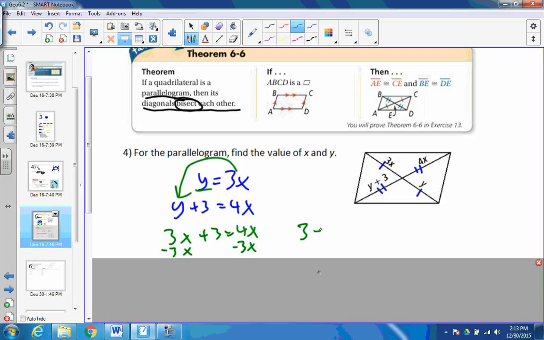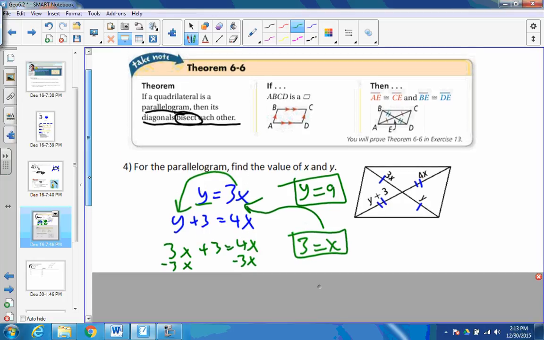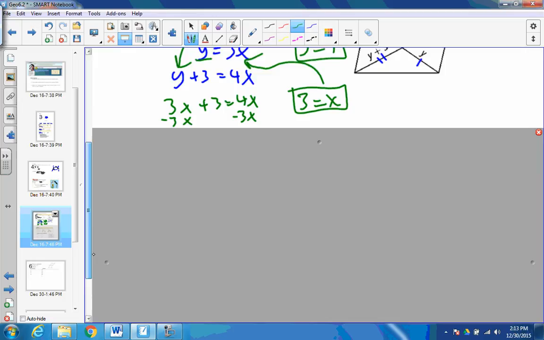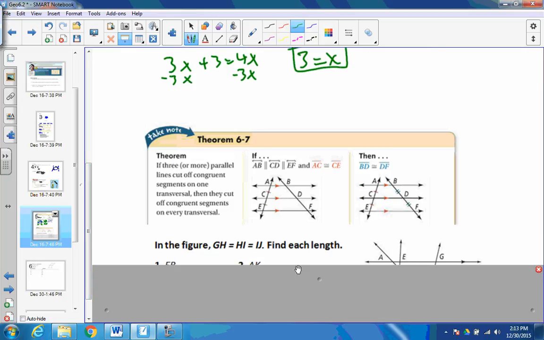You end up with 3 is equal to x, or x is equal to 3. Plug that back in for one of these spots, and this would probably be the easiest, and you get y is equal to 9. 3 times 3 is 9. So that is using theorem 6.6, which is all about the diagonals. And there's one more theorem.